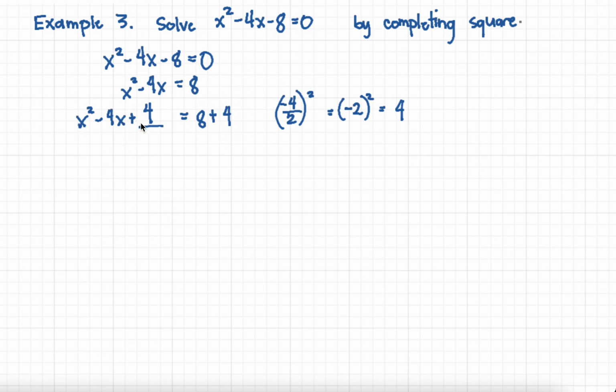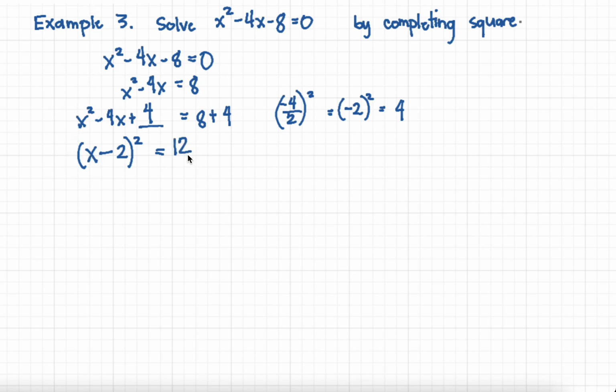So from here, we will be having a perfect square trinomial, and the factored form will be, okay, so we have square root of x squared is x, and then you copy the sign of your b, which is minus or negative, and then we have square root of 4 is 2. So, ito na yung ating factored form. 8 plus 4 will be 12.